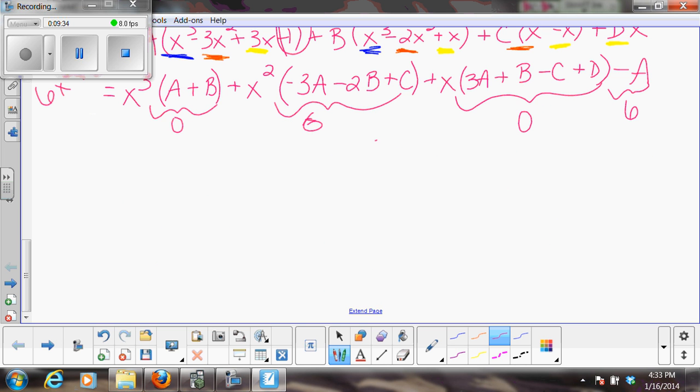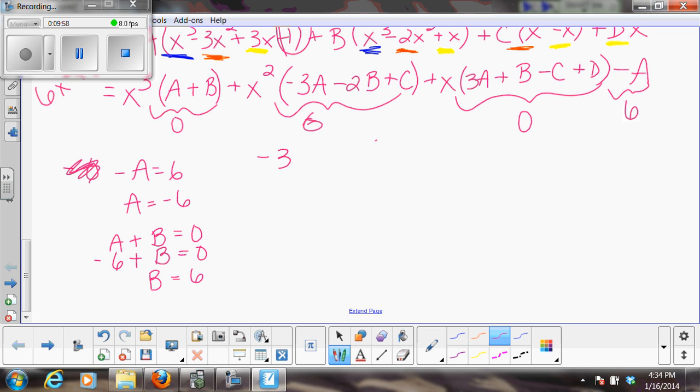Okay, well, if negative a equals 6, then a equals negative 6. And if a plus b equals 0, and a is negative 6, then b is positive 6. If negative 3 times a, which is negative 6, minus 2 times 6 with b is 6 plus c, and that's supposed to equal 6. A lot of 6's. C ends up being 0.